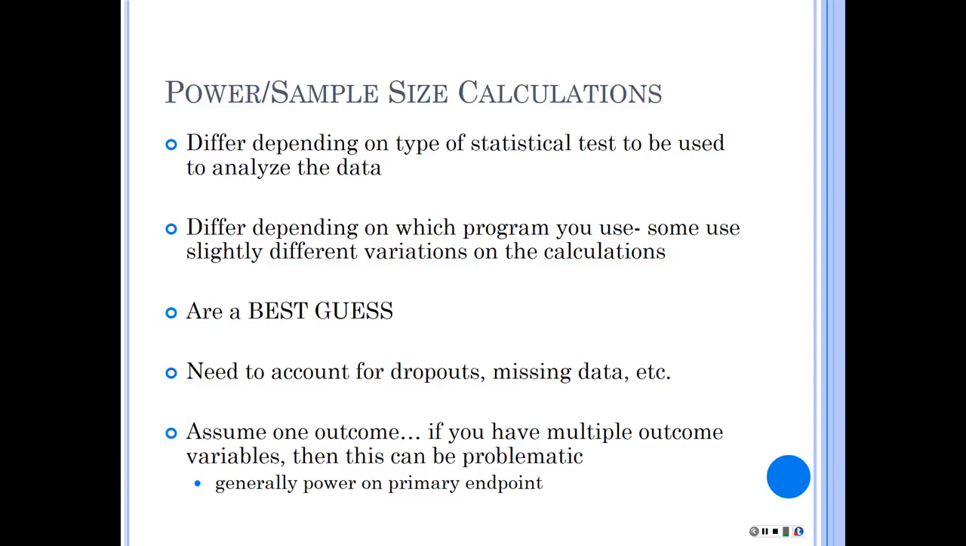Power and sample size estimates are basically just a best guess. You do need to account for dropouts and missing data with regards to your sample size. Typically for prospective studies, you estimate around a 20% dropout rate. And then we're always going to assume that there's one outcome. If you have multiple outcome variables, then this can be problematic. And remember that we typically power on our primary endpoint, our primary objective.